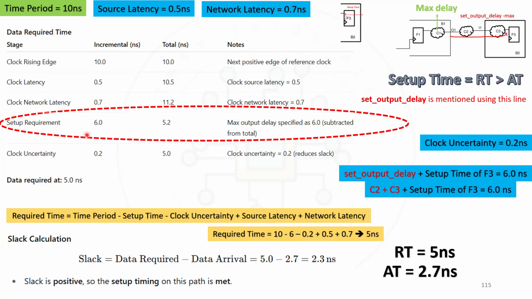Remember this point. First of all, be clear with this circled path. Here I am taking it as setup requirement, but it is something which is C2 plus C3 plus setup time. Whereas the C2 and C3 is something which is indicated with set output delay hyphen max.